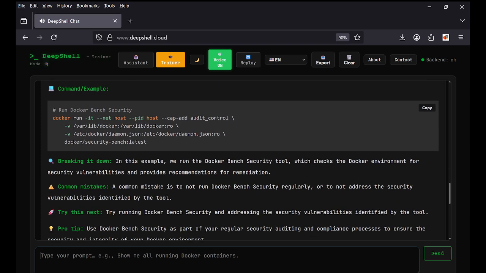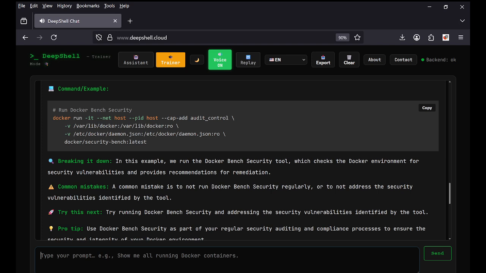Docker Bench Security. Command/example. Breaking it down. In this example, we run the Docker Bench Security tool, which checks the Docker environment for security vulnerabilities and provides recommendations for remediation.